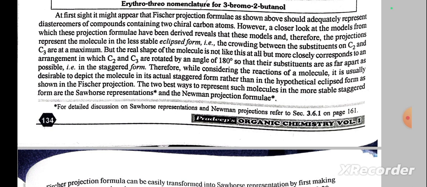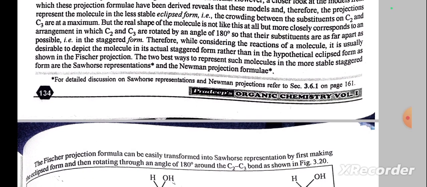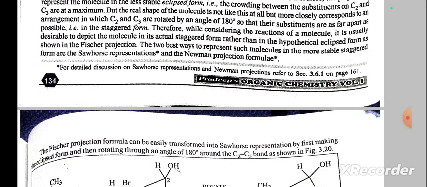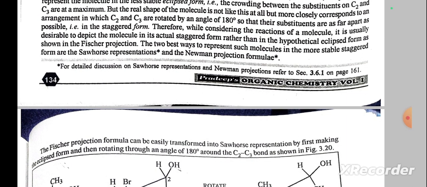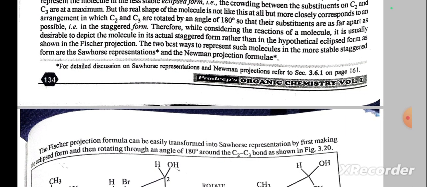The crowding between the substituents on C2 and C3 is at maximum, but the real shape of the molecule is not like this, but more closely corresponds to the arrangement in which C2 and C3 are rotated by an angle of 180 degrees, so that their substituents are as far apart as possible, the molecule being in its actual staggered form rather than its hypothetical eclipsed form as shown in the Fischer projection.